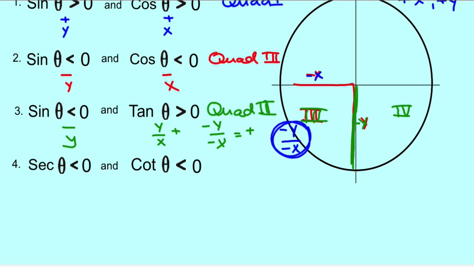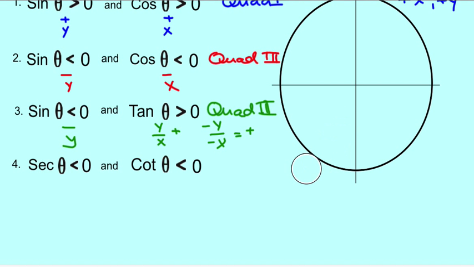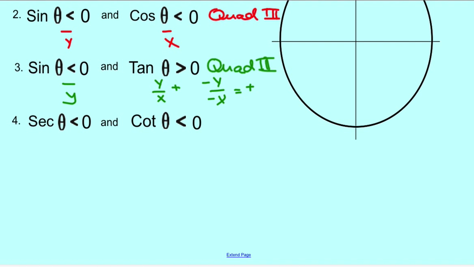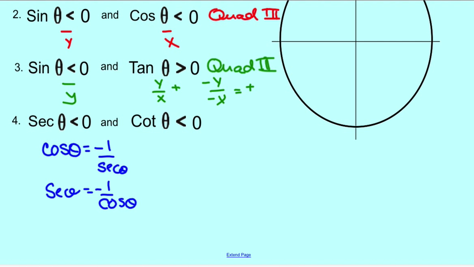All right, I'm going to erase a little bit of stuff here, it's kind of getting messy. All right, last one. Secant is negative. So secant, remember, is the reciprocal of the cosine. The secant of an angle is 1 over the cosine. And that's negative. So that means our x value has to be negative.